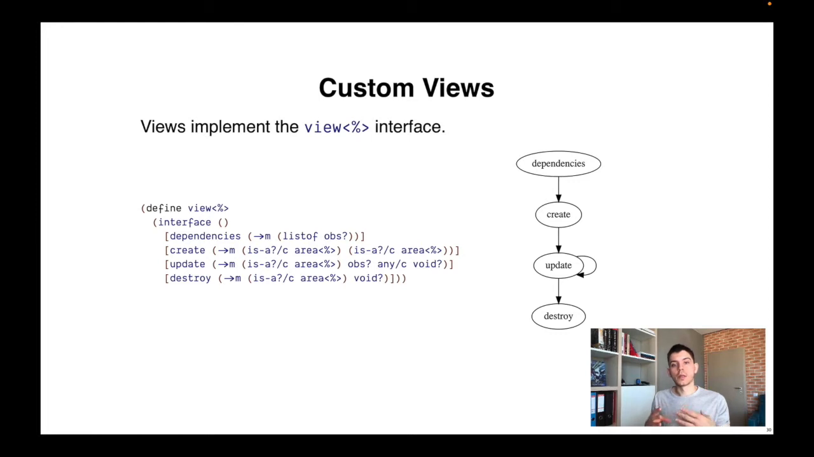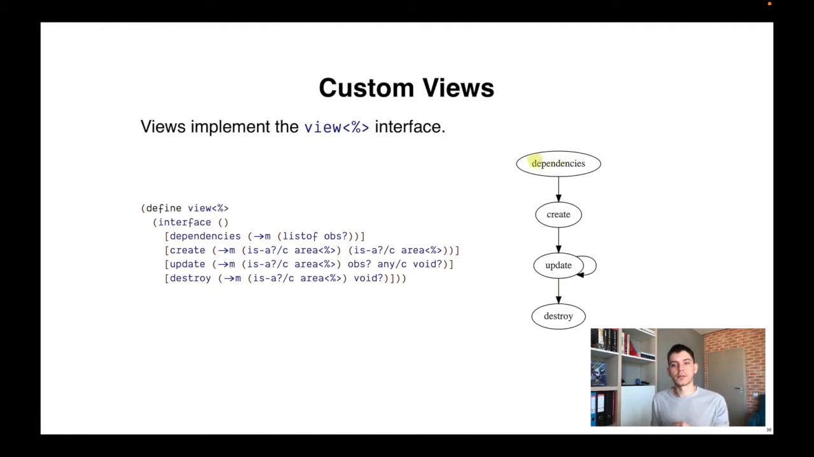And then when it's first displayed, it needs to be able to create the underlying widget, the underlying Racket GUI widget. And then it needs to know how to respond to changes in its observables. And finally, it has the ability to perform any sort of teardown actions when it's no longer being displayed. And so the life cycle looks something like this.